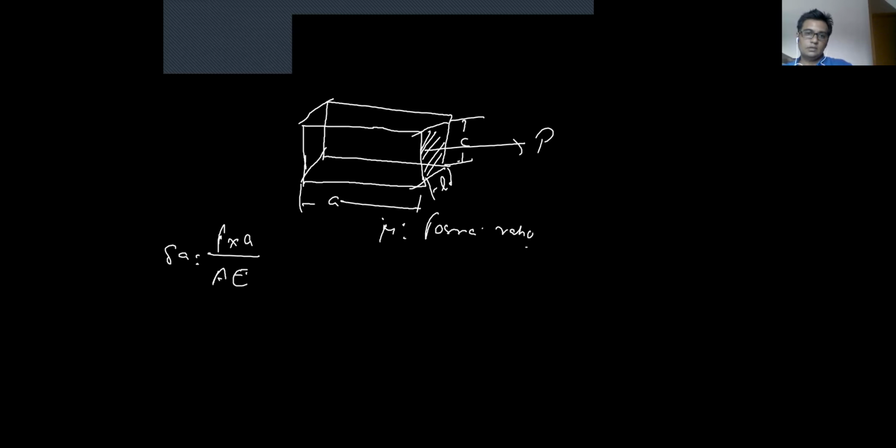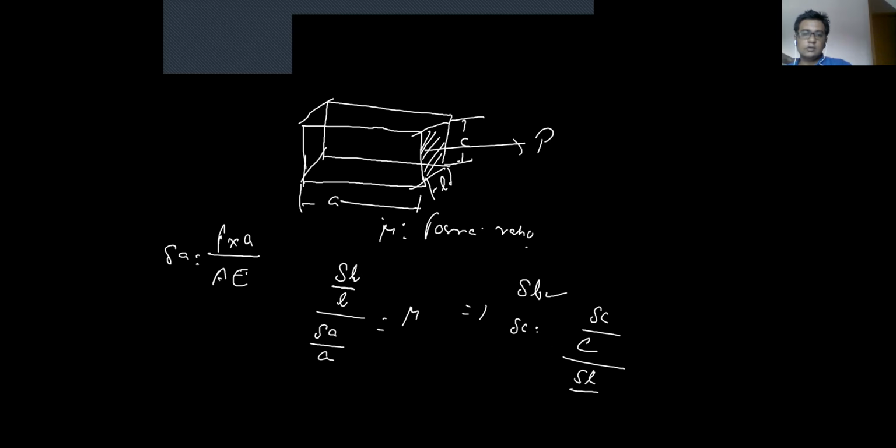Now delta B by B upon delta A by A will give you the value of mu. So from here we can find out the value of delta B. In the same way, if you are being asked what is the value of delta C, same way delta C by C upon delta A by A will give you the value of mu.